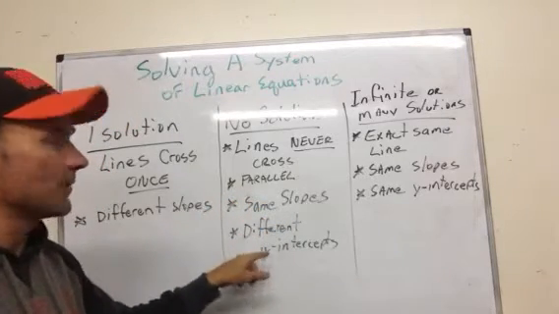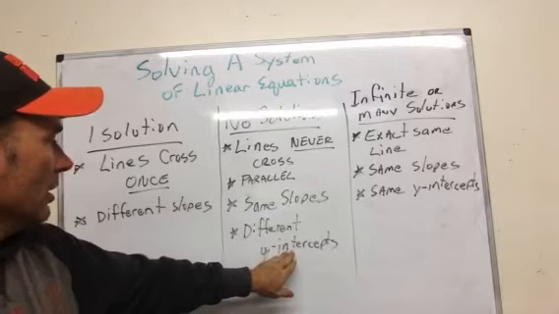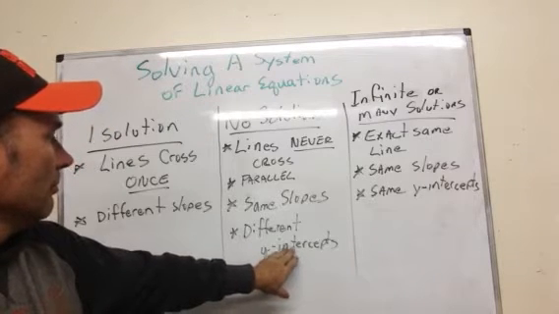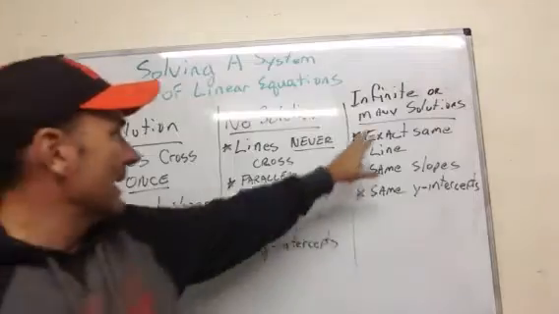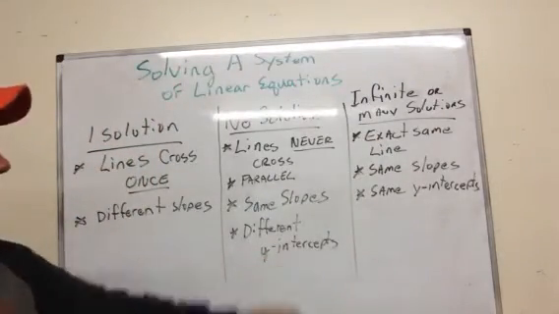They will also have different y-intercepts to look at, which is going to be a little bit different than our next possibility. So definitely need different y-intercepts.